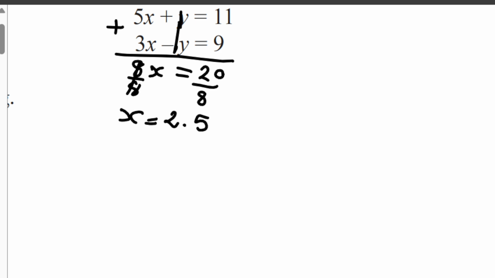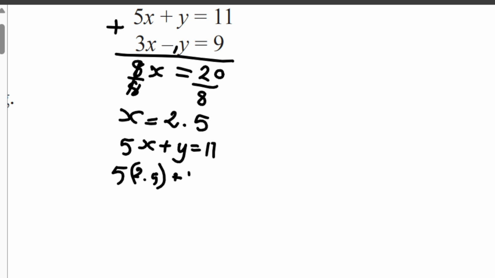Now, to find y, we substitute in any of these equations up there. I prefer the positive one, so I'll do 5x plus y equal 11. Always try to avoid the negative. Now substitute the value of x. It's going to be 5. Instead of x, we write the value of x, which is 2.5 plus y equals 11.